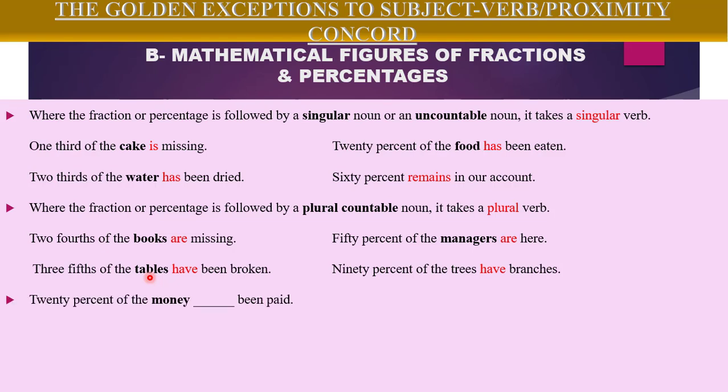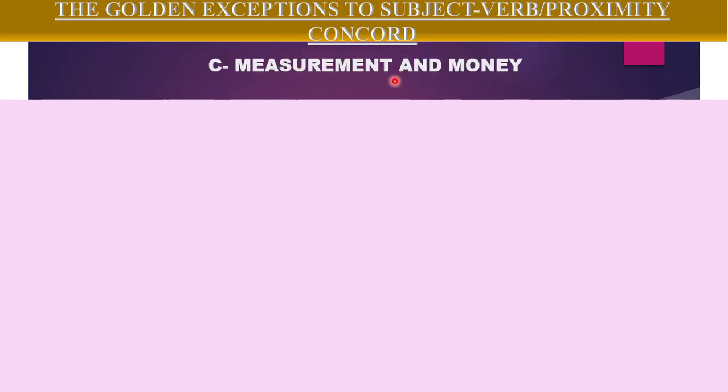Now let us answer this question. 20% of the money has or have been paid. The correct response is has. This is because the noun that follows the percentage is uncountable. So we will select has as our correct response. What about nouns of measurement and money?